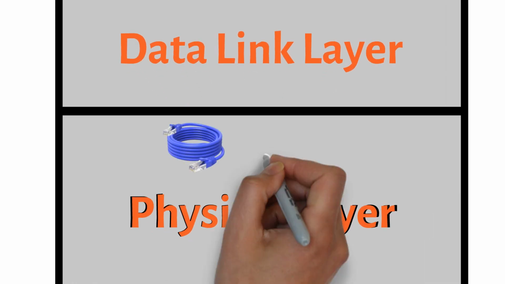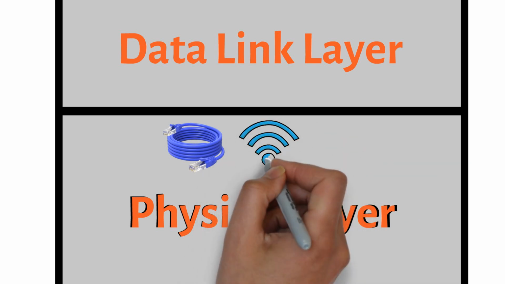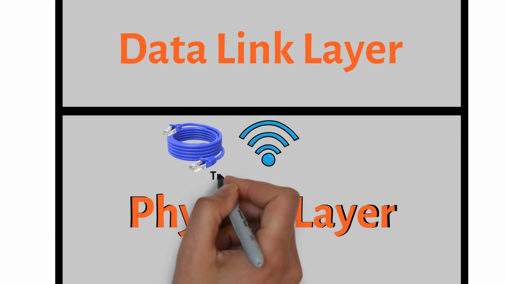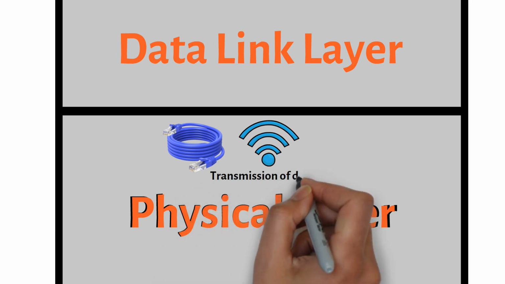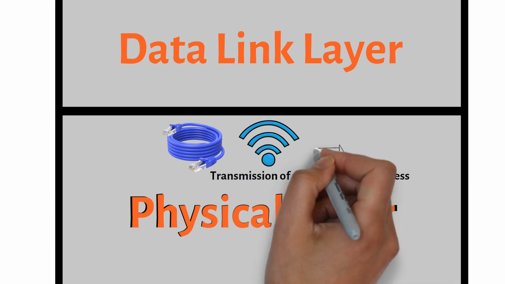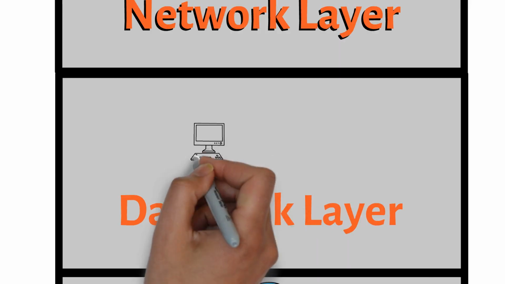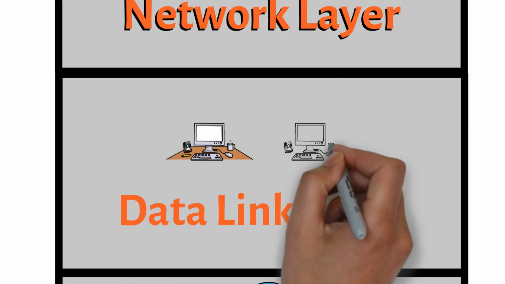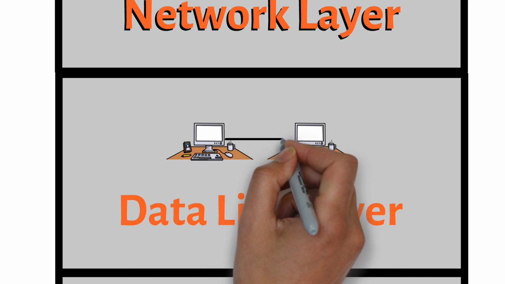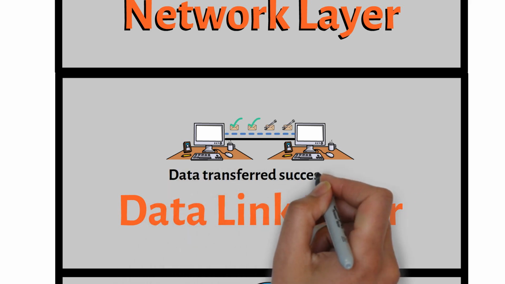First, the physical layer. This layer is all about hardware, cables, routers, and Wi-Fi signals. It handles the actual transmission of data, whether through wires or wirelessly. Without this layer, data can't move between devices. Next, the data link layer. It makes sure data moves smoothly between devices on the same network, like making sure the data is packaged properly and gets to the next stop without errors.